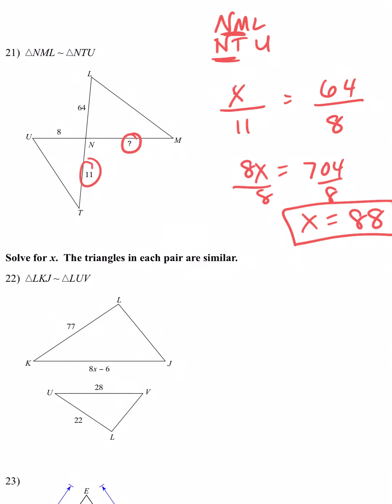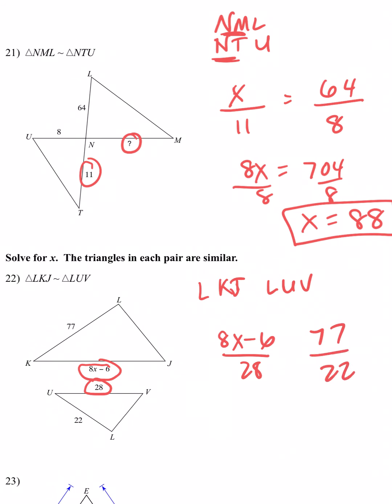So on this one, if you do the same thing, LKJ is similar to LUV, then you know that KJ and UV are the same. So 8x minus 6 is KJ. It goes with UV, which is 28. That means that the other one, 77, must go with 22.